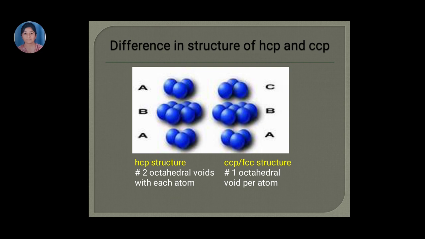So this is the basic difference in the structure of HCP and CCP, and depending upon the difference in structure, it has different kinds of voids per atom present in its structure. So this is all about the different kinds of arrangement related to different kinds of layers in the different manners, that is either in the square or in the hexagonal way.